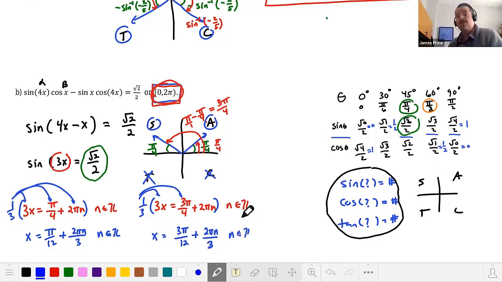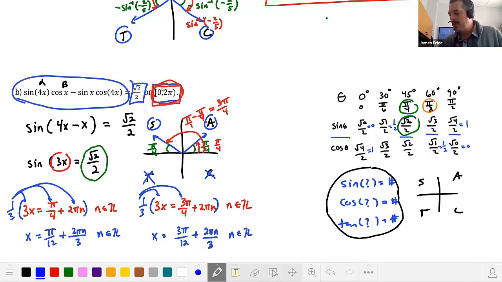Okay, so what I just found are all the possible solutions to this equation, where when you plug in x, you get out root 2 over 2. But of course, I don't want all of them. What do I want?